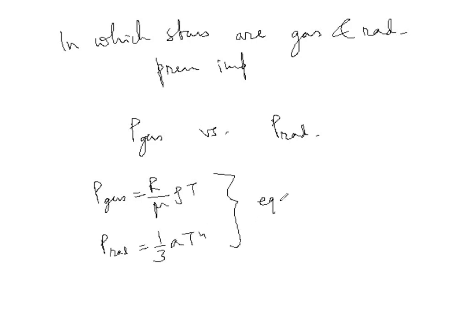Now let us equate them, and upon equating them you will see that they become equal when T cubed is equal to 3R by A mu rho. Now let me show this result: T cubed is equal to 3R by A mu into rho.